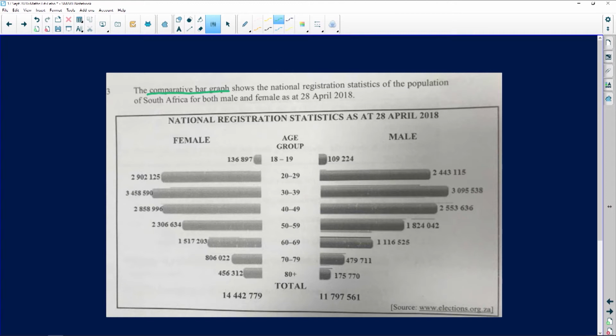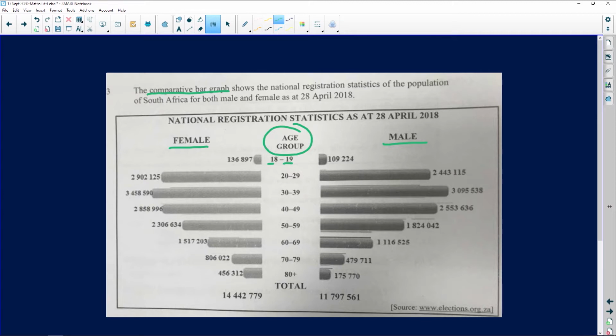So we can see here are statistics of the population of South Africa. So we've got there our census, I think that's what you would call it. We've got the females on the side and the males on the side, and then we've got the age group in the middle. The age group in this particular case, you can see they've made it intervals. What is an interval? An interval is from a particular place to a particular place. Or in this particular example, it's from 18 years to 19 years of age.